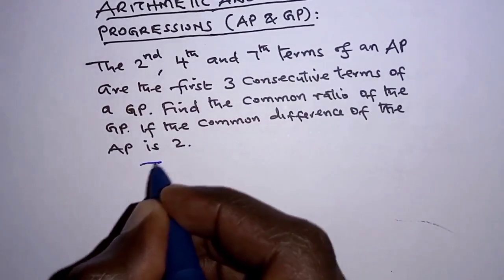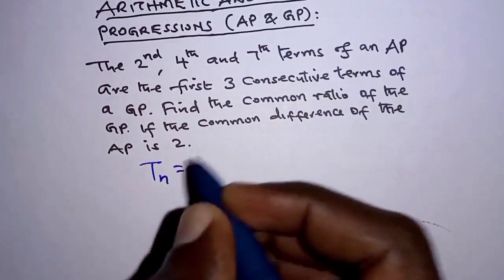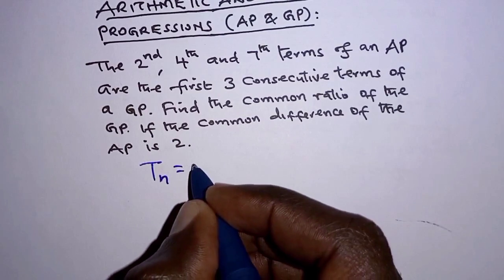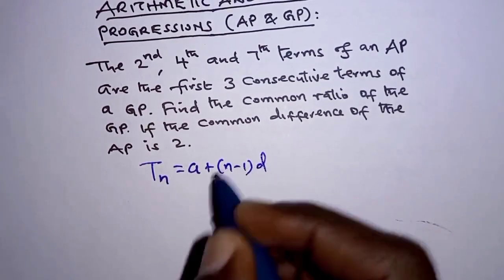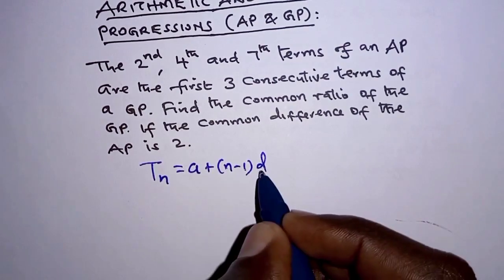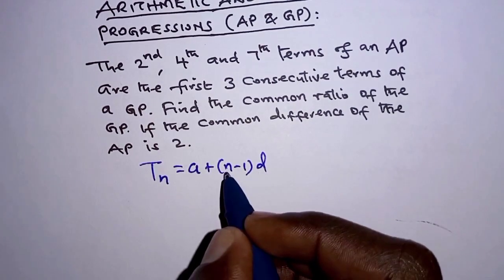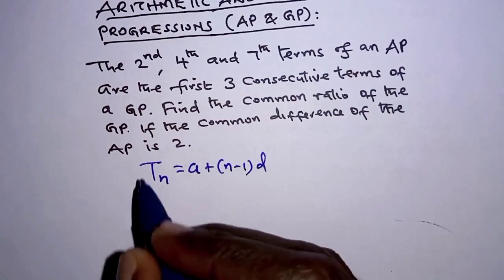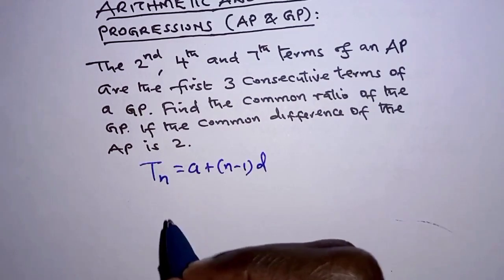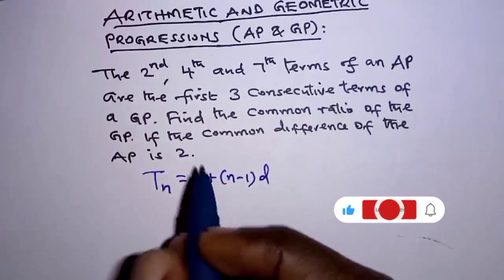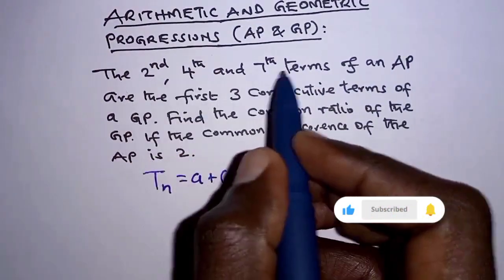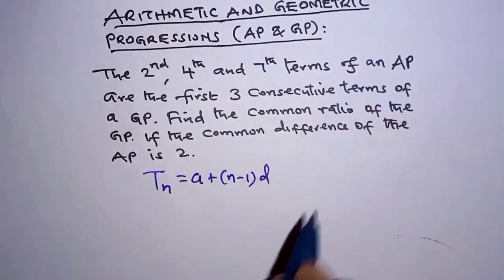Now, the nth term of an AP is generally given as T_n = A + (n − 1)D, where A is the first term, D is the common difference, n is the number of terms, and T_n just represents the nth term. We are told that the second, fourth, and seventh terms of an AP, so let's determine those.